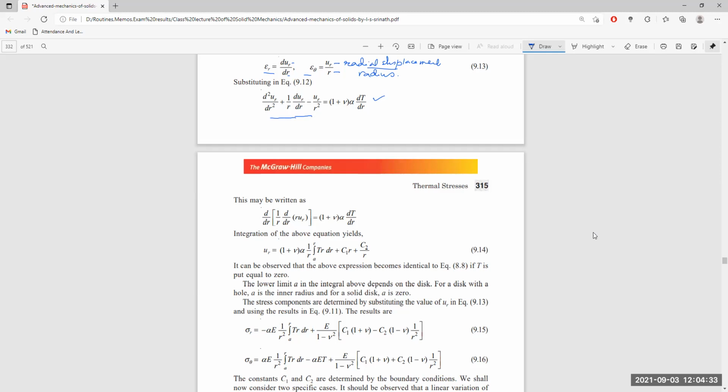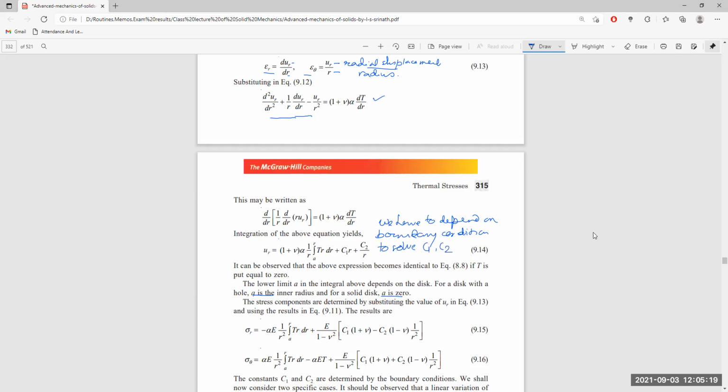Now, the lower limit a of the integral above depends on the disk scale. If there exists a hole, a is the inner hole radius, and for a solid disk, a is equal to 0. So we have to depend on the boundary condition itself to solve C1 and C2.